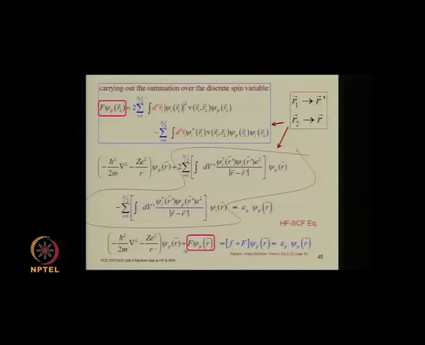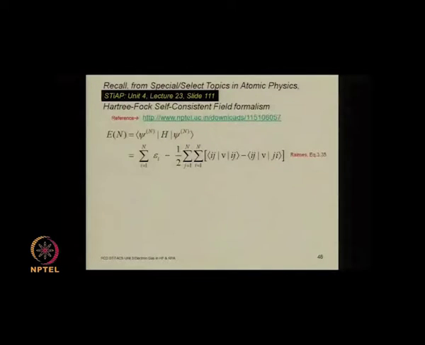This was the little f, this is the capital F. So, it is the sum of the small f plus the capital F, which is operating on psi p of R, and the right hand side is epsilon p psi p of R. So, this is just the Hartree-Fock equation, but now we are going to use this further.